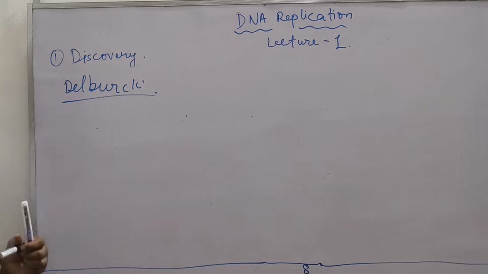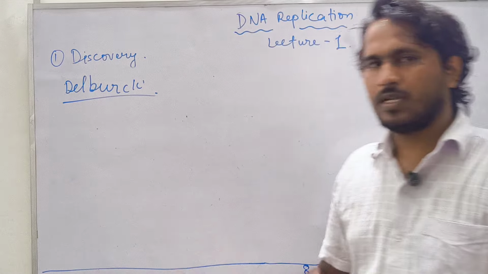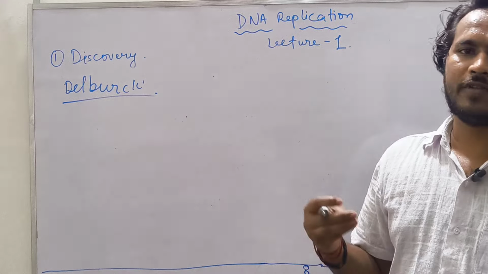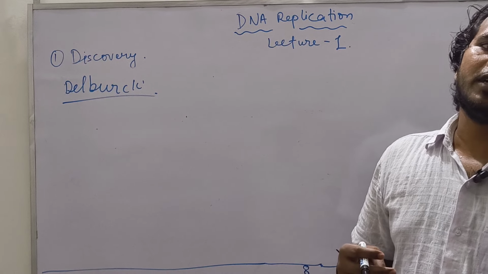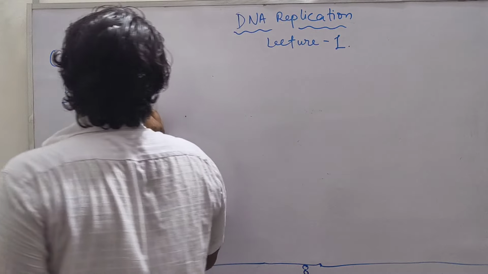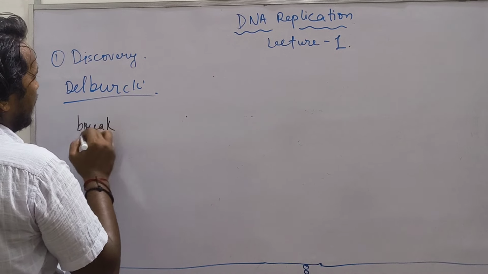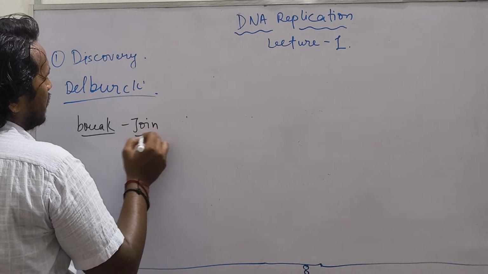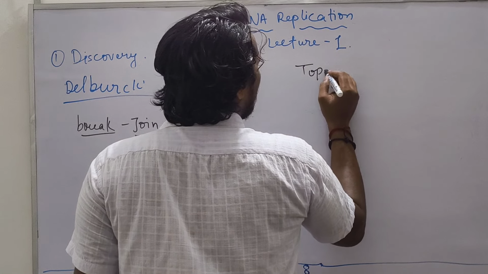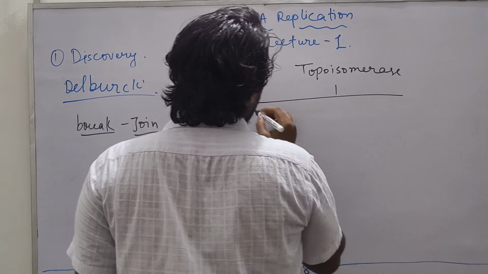He was the scientist who gave the idea of topoisomerase, basically the enzyme. The unwinding of the DNA is very important. Without unwinding of the DNA, it is not possible to make a strand. So how will it be done? Dilberg told us we have to make a break in the DNA, then we will make a join. So breaking and joining is done by the enzyme called topoisomerase.